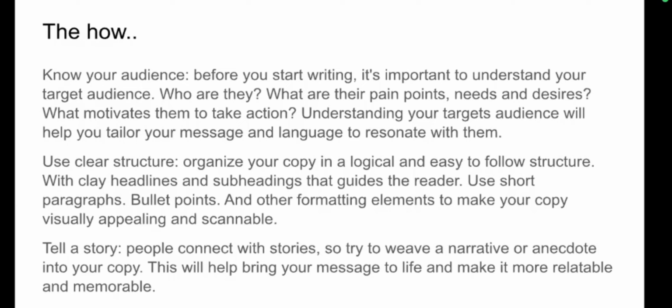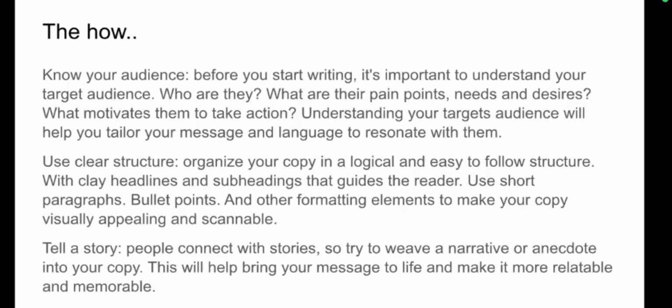Okay, so the next thing you want to do is use clear structure. Organize your copy in a logical and easy to follow structure with clean headlines and subheadings that guide the reader. Use short paragraphs, use bullet points to list out your points, and other formatting elements to make your copy visually appealing and scannable. Use paragraphs, use the commas, use the full stop, use emojis, use everything you need to do to make your copy very appealing.